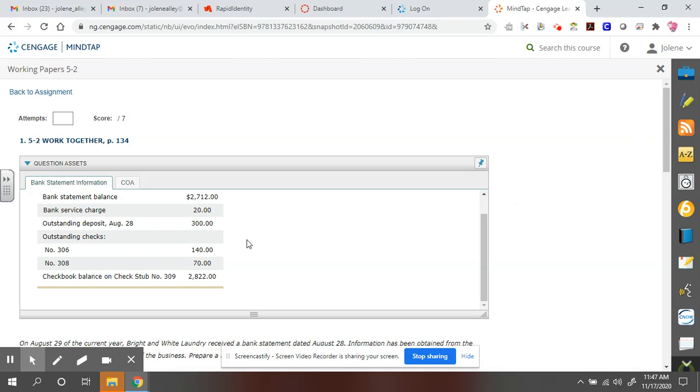Some places will still send you a paper statement, and you can find that on page 129 of your book. It'll show you what a bank statement looks like. And then on page 130 is what a reconciliation of a bank statement looks like, and that's what we're going to be filling out. All right, and so you have to have information because here's the thing.